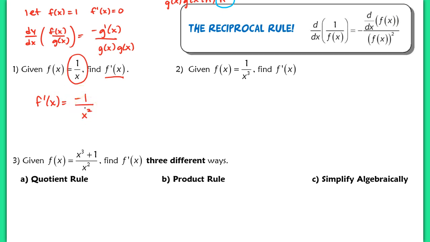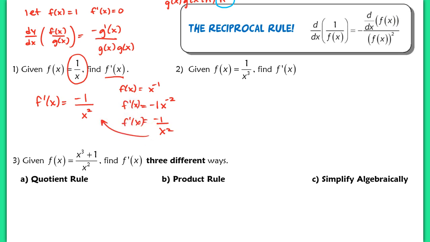Now you can verify this if you wanted to, just in case you weren't sure. Let's rewrite f of x as x to the negative first power. So by the power rule here, we can write that as negative 1 times x to the negative second power, which is clearly negative 1 over x squared. So we do end up with the same derivative as if we just use the reciprocal rule.